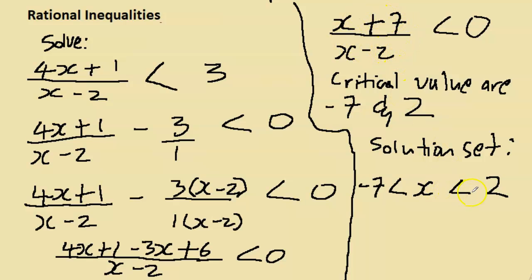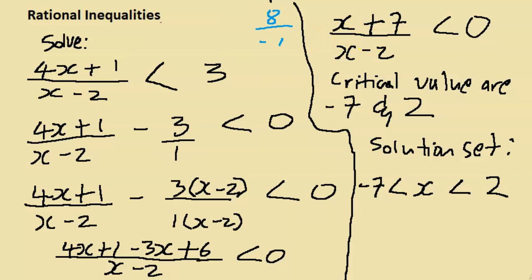Let's try a value. What value lies between 2 and negative 7? 1, the number 1. So if I plug 1 into this, in the numerator I get 1 plus 7, which is 8. And in the denominator, I will get 1 minus 2, which is negative 1. What's 8 divided by negative 1? Negative 8. Is negative 8 less than 0? Yes, it is. Good. So any value between 2 and negative 7 will satisfy this inequality.